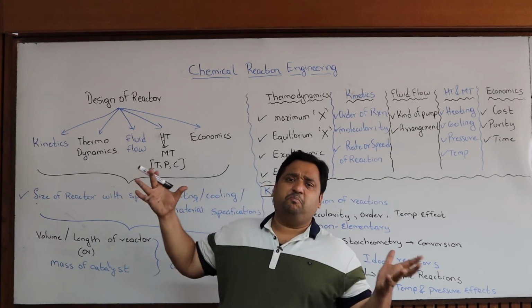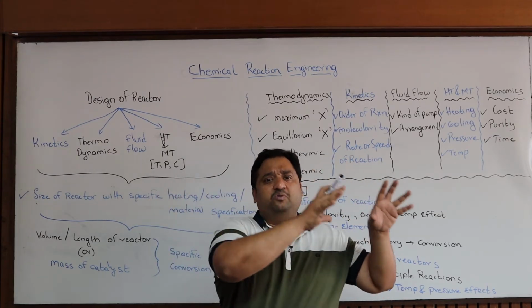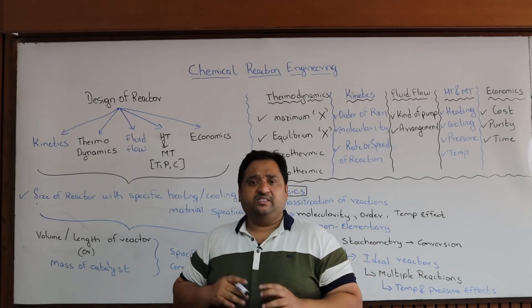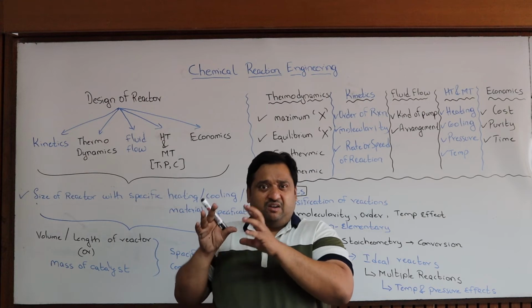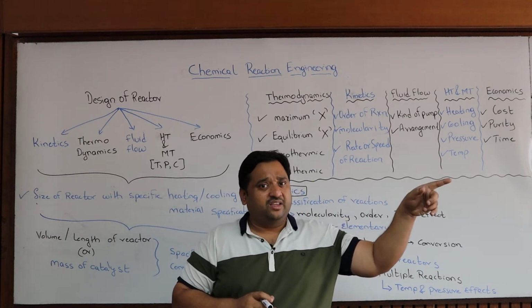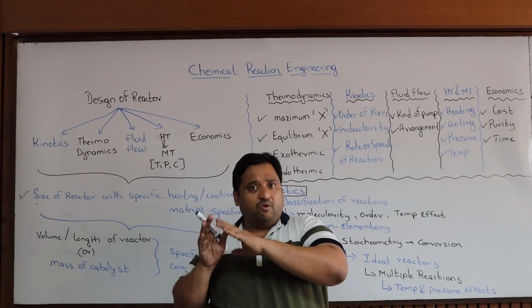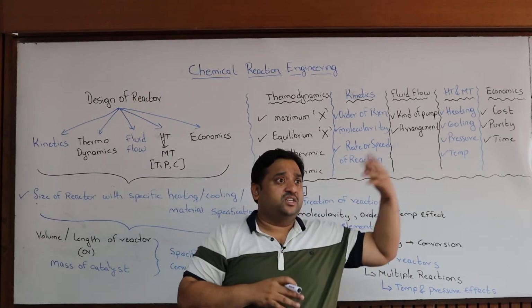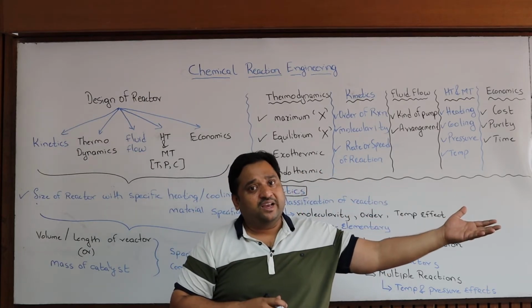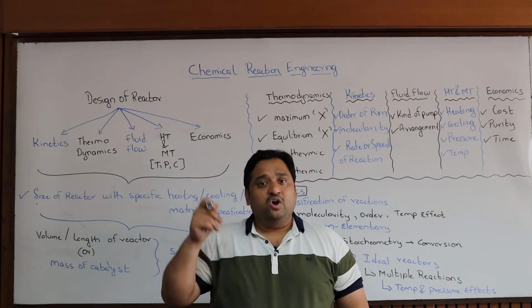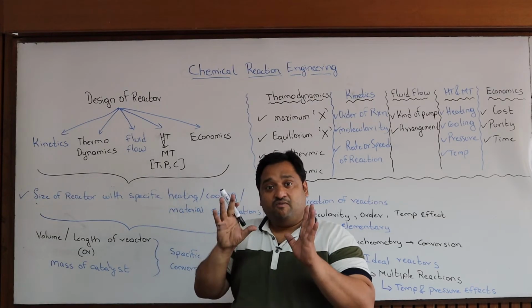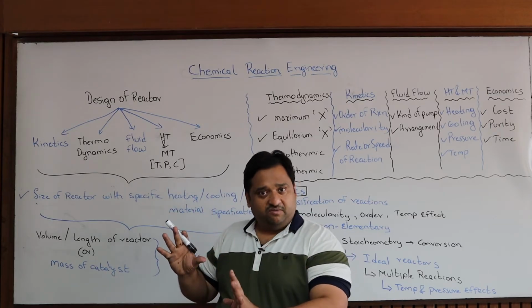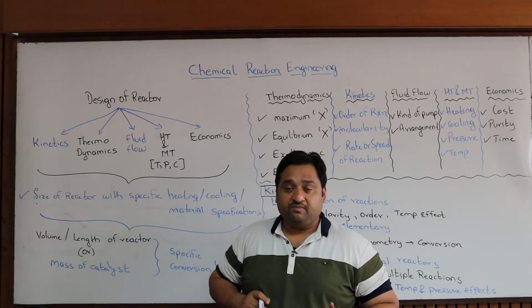That is, what is the maximum possible A that converts to B? Example, 100 moles of A. Is it only 60 moles converting to B and 40 moles of A remaining as it is, or is it 40 moles of A converting to B, with 60 moles of A remaining at the end of the reaction? That is called the conversion. Who is going to decide? The thermodynamics is going to decide whether it is 40% conversion, 50% conversion, or 60% conversion.